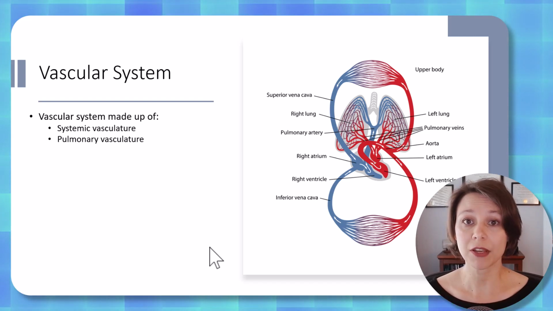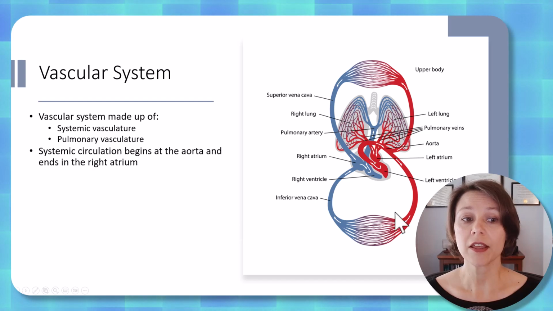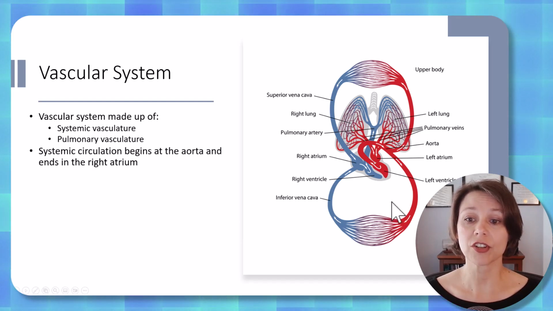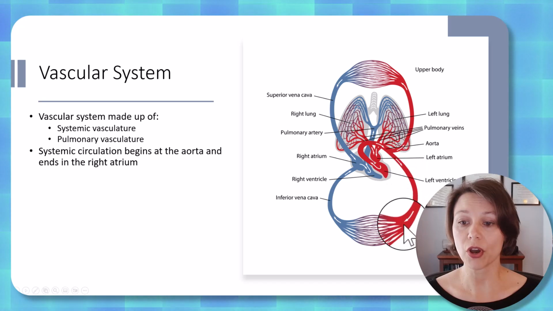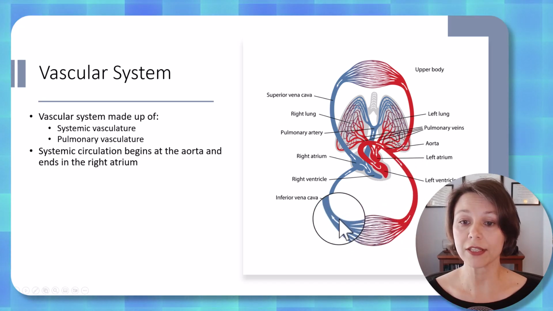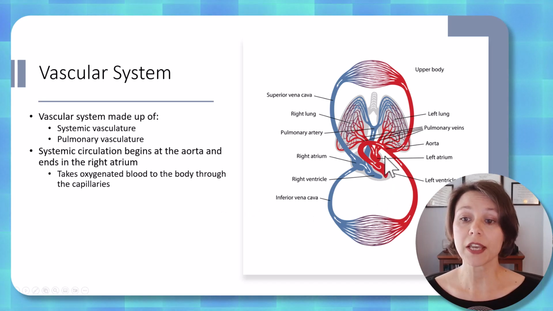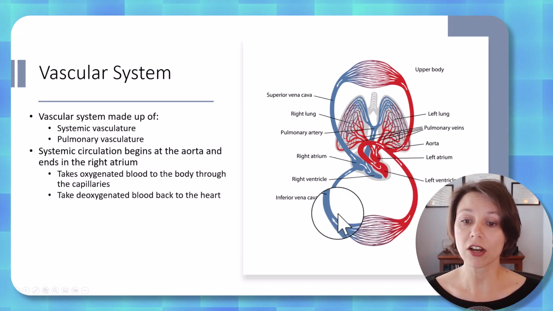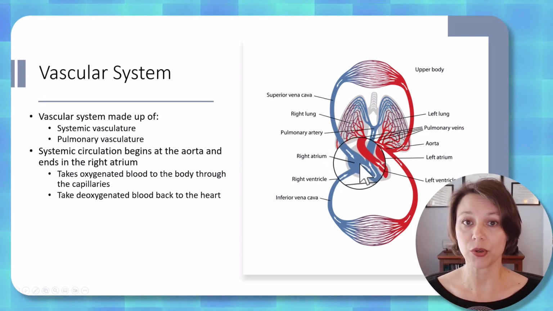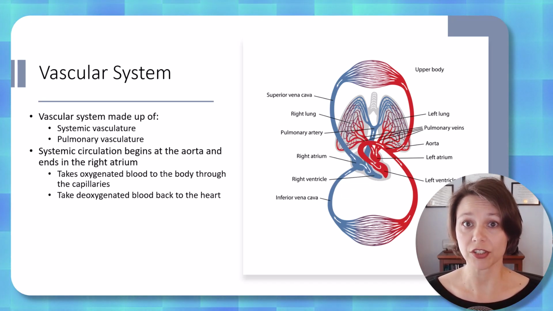The vascular system is made up of the systemic vasculature and the pulmonary vasculature. Where does the systemic vasculature start and end? The systemic circulation starts at the aorta and goes through to the capillaries and ends in the right atrium. So remember that we're taking oxygenated blood to the capillaries, and then we're taking deoxygenated blood back to the heart.